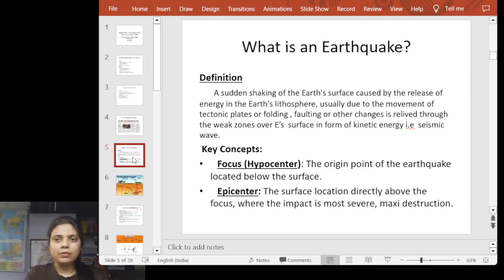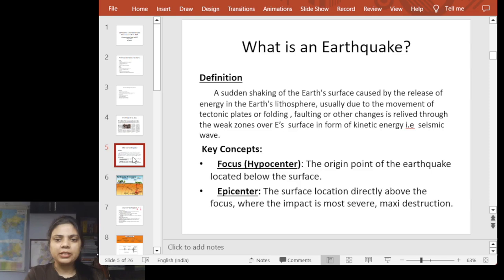So let's see what an earthquake is. In layman's language, an earthquake is the shaking of the earth's surface. And why does this shaking of the earth's surface take place? Due to the sudden release of energy from the lithosphere. Whenever we encounter an earthquake, we see a certain shaking of the earth's surface, and we can all feel that shaking. That is said to be an earthquake. I have given the definition, you can read it here.